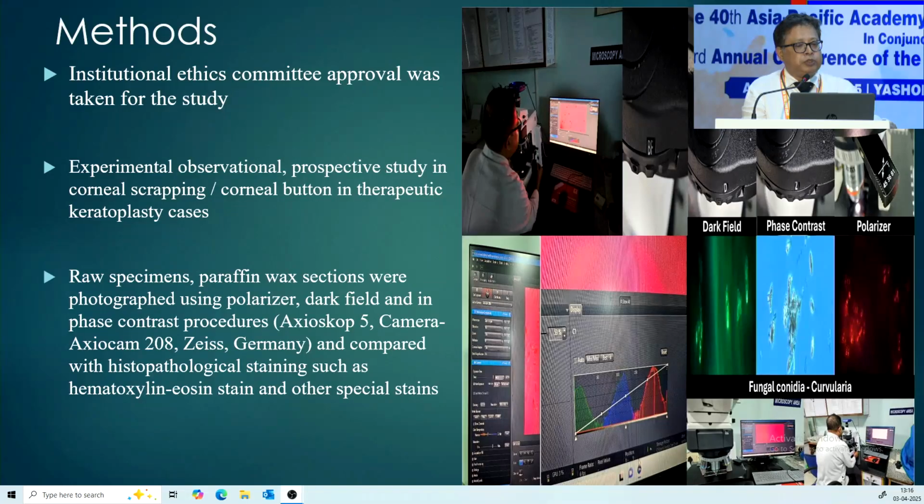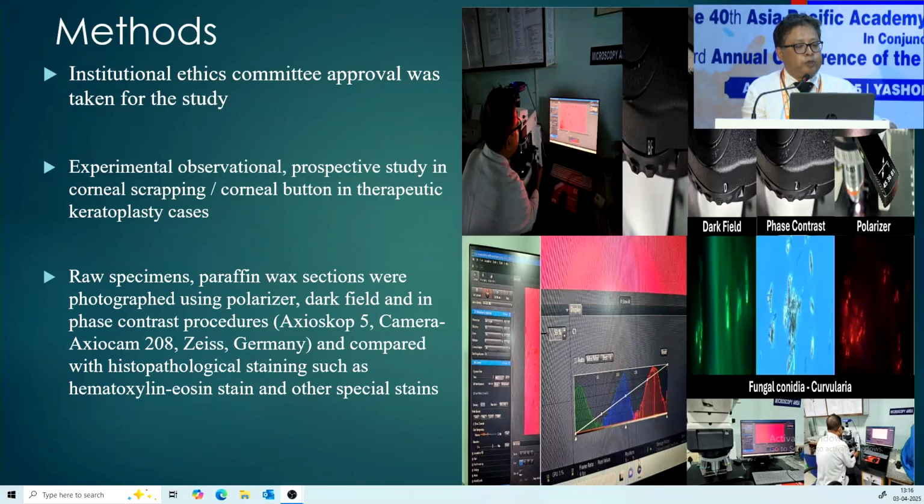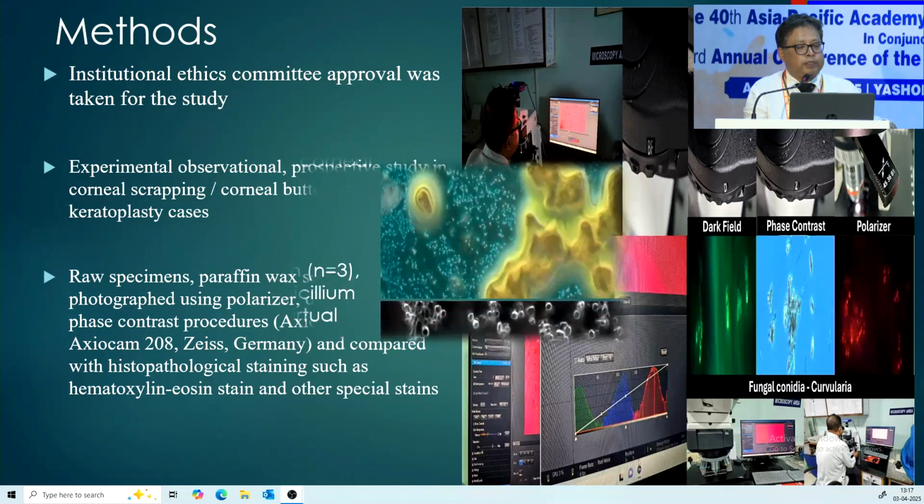Institutional ethics committee approval was taken for the study. It was an experimental, prospective observational study; corneal scrapings and corneal buttons from therapeutic keratoplasty were in the cohort. Raw specimens and paraffin wax specimens were photographed using polarizer, dark field, and phase contrast procedures. The microscope used was an Axioscope 5 with a Zeiss camera of German make. These were compared with histopathological staining, and special staining with Grocott's methenamine silver staining was done.